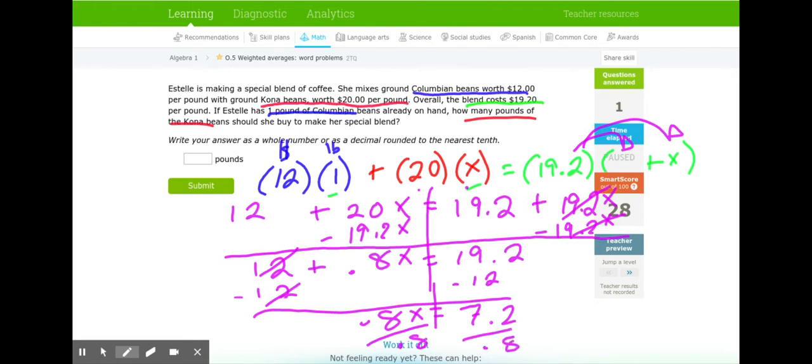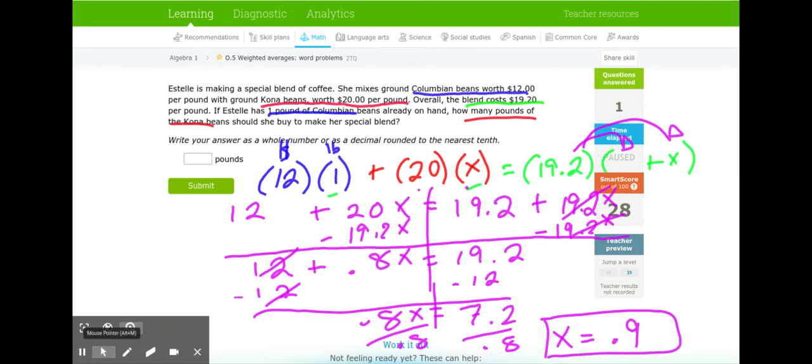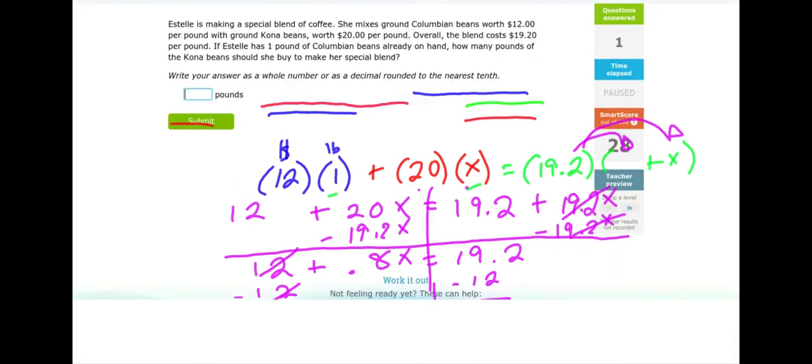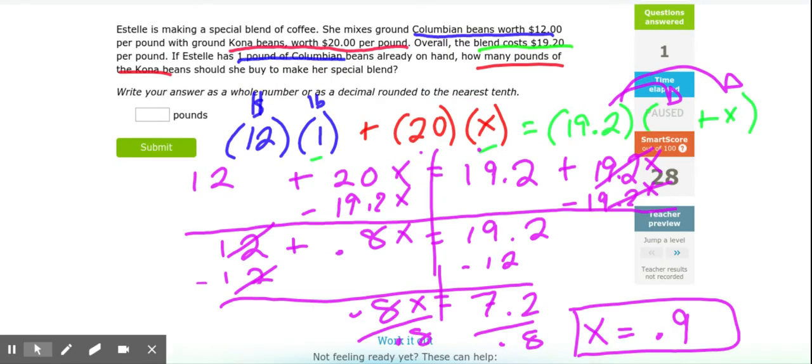7.2 divided by 0.8, let's put that in a calculator. 7.2 divided by 0.8 equals 0.9. So x equals 0.9, and that's going to be pounds. So let's type that in up here. Write your answer as a whole number or as a decimal. Okay, so 0.9 is good.